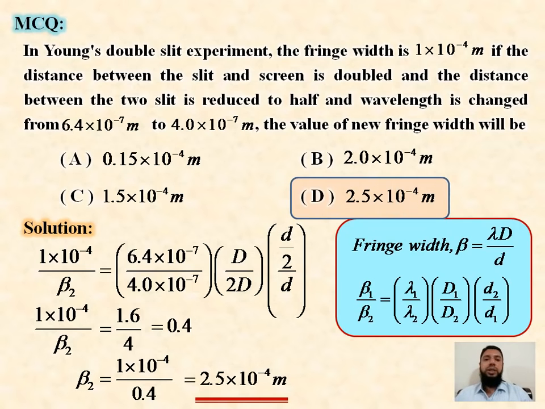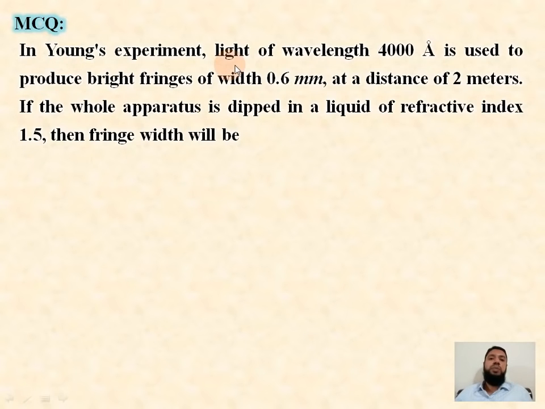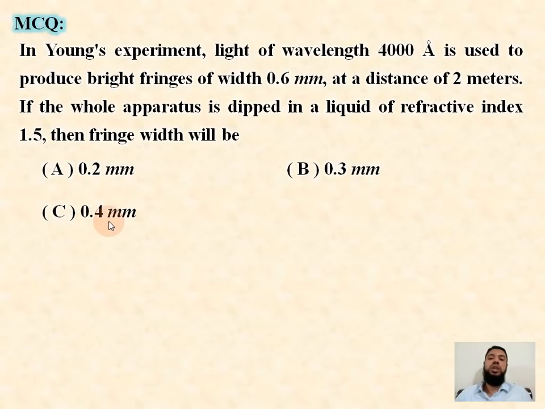ಮುಂದಿನ ಪ್ರಶ್ನೆಯನ್ನು ನೋಡೋಣ. In Young's experiment, light of wavelength 4000 angstrom is used to produce a bright fringe of width 0.6 millimeter at a distance of 2 meter. If the whole apparatus is dipped in a liquid of refractive index 1.5, then the fringe width will be option A 0.2 millimeter, option B 0.3 millimeter, option C 0.4 millimeter, and option D 1.2 millimeter.